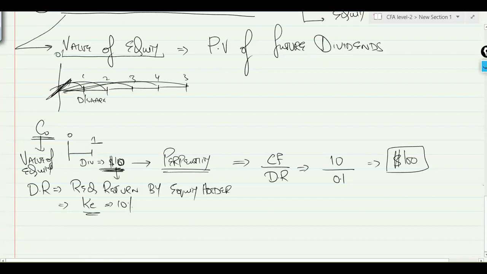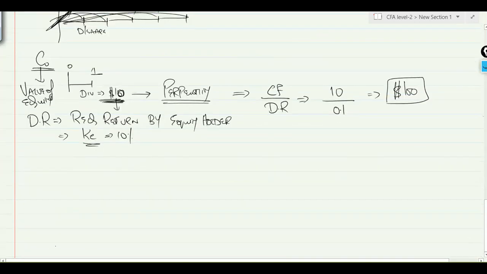Further now, let's make it more complex. We know that companies do not pay constant dividends to their common shareholders. A constant dividend is paid to preferred shareholders, but not common shareholders. So companies do not pay fixed dividends to their common shareholders, right? So that means the dividend will not remain fixed at 10.